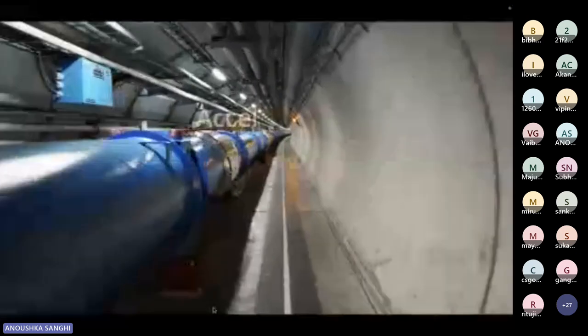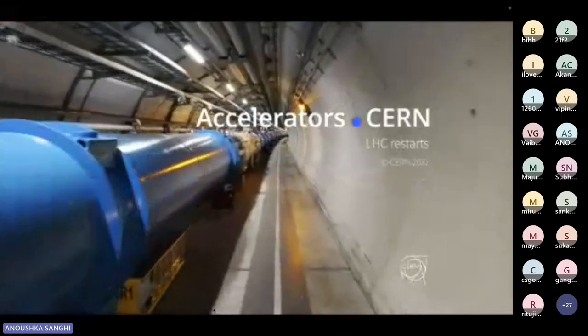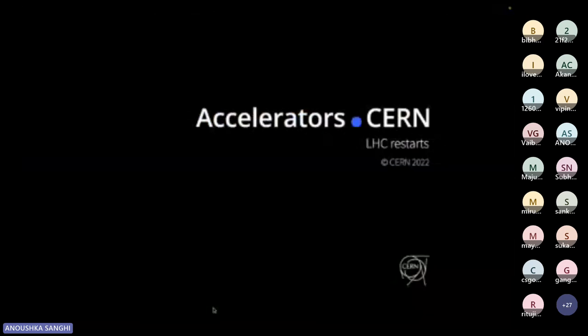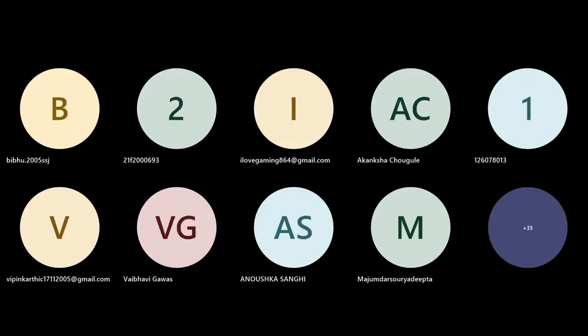And then in the coming periods, we will increase the energy of the beam to the world record of 6.8 tera electron volts, and then put the beams in collision. And this will happen in July when the real physics will start again. So, yeah, it was about LHC.